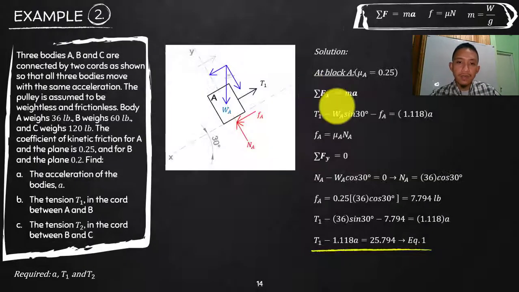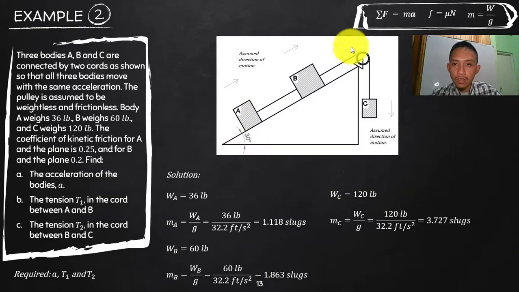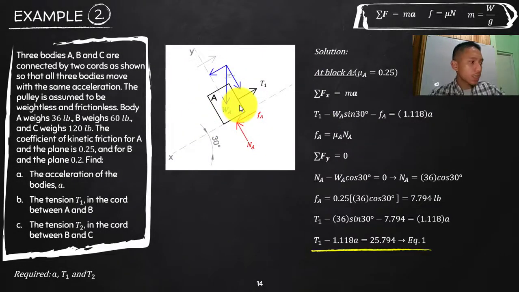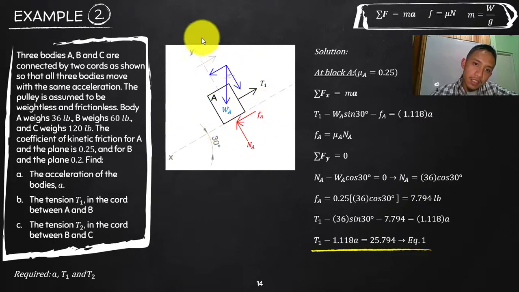Okay, so this is my free body diagram here, and my assumption is that it will go this way, so that is the positive direction. So in our free body diagram at A, the positive direction is going up. Okay, so again, inclined, so this is my X, let's say that is my X-axis, that is my Y.